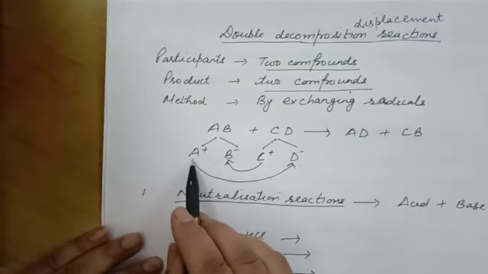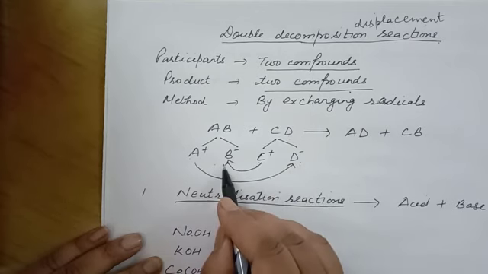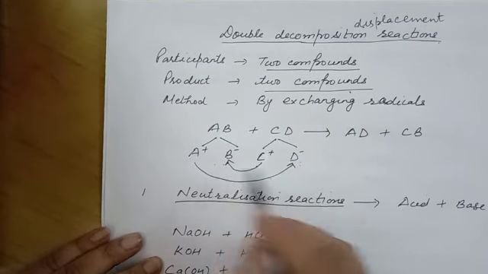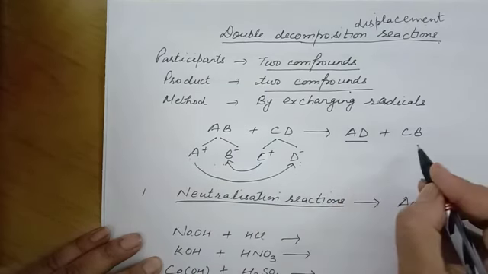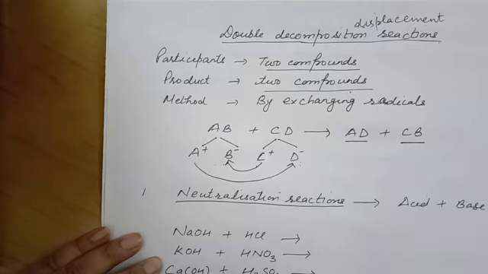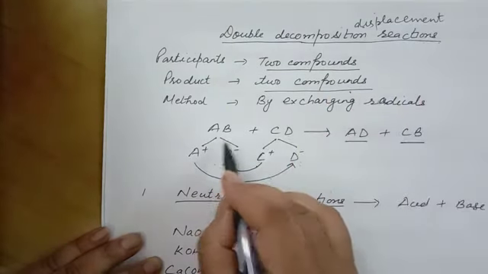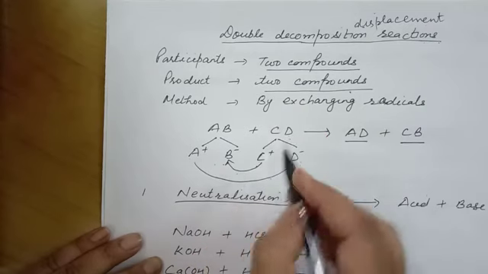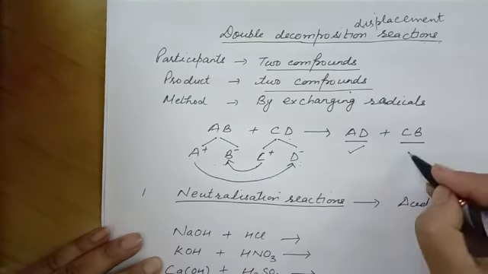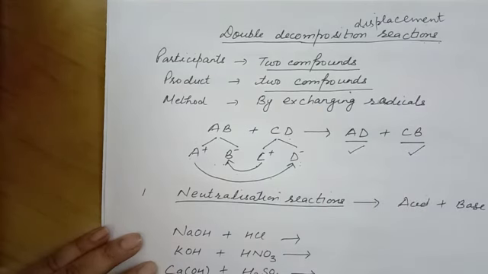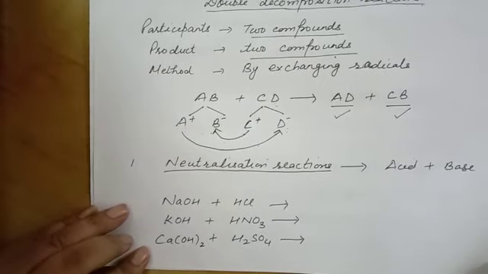Exchanging their radicals, A is going to combine with D and C is going to combine with B. In the process, we are going to get two compounds AD and CB. This is a double decomposition reaction, where two compounds decompose and then exchange their radicals to make two new compounds. Now double decomposition reactions are further of two types.